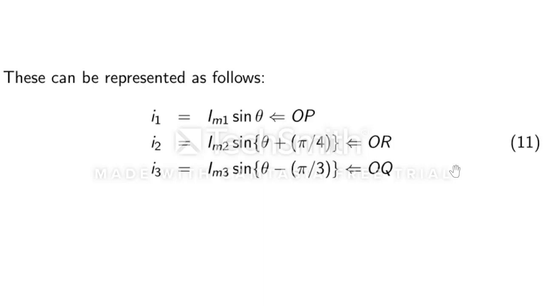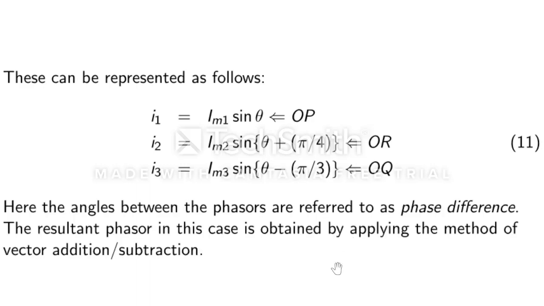I1 is equal to Im1 times sin theta, which implies OP. I2 is equal to Im2 sin of theta plus pi by 4, which implies OR. I3 is equal to Im3 sin of theta minus pi by 3, which implies OQ. Here the angles between the phasors are referred to as the phase difference. The resulting phasor in this case is obtained by applying the method of vector addition or subtraction.